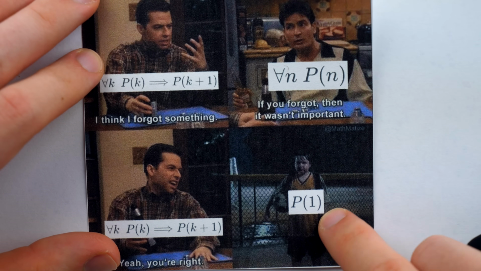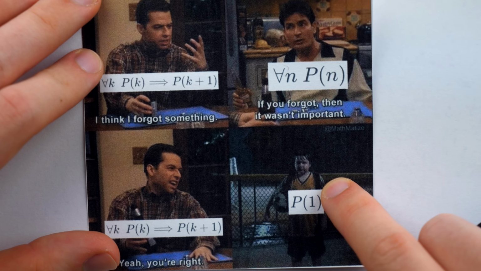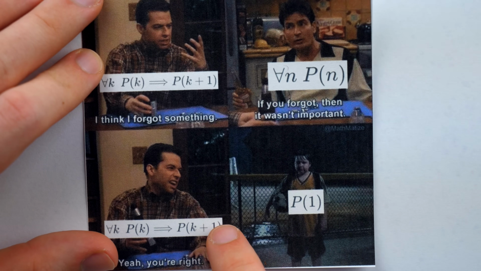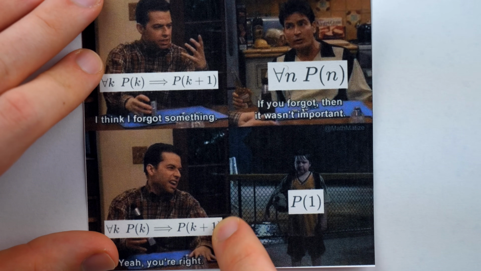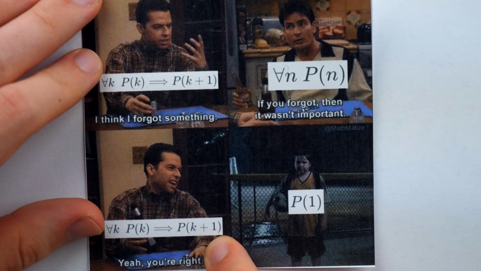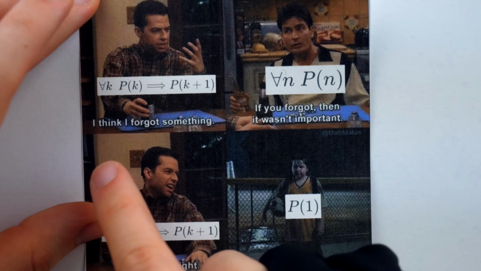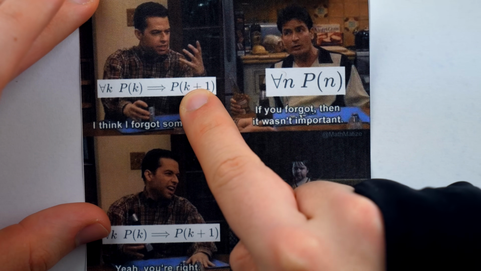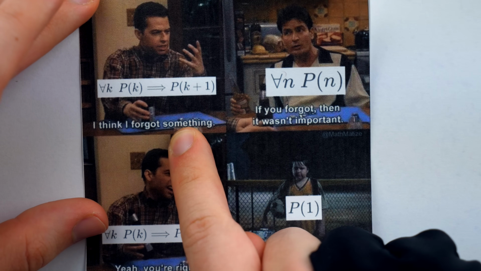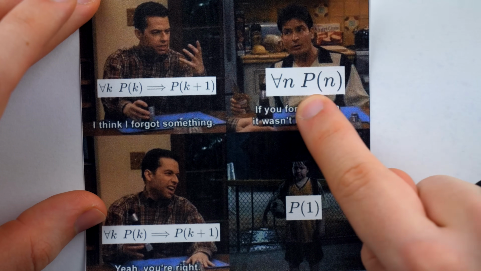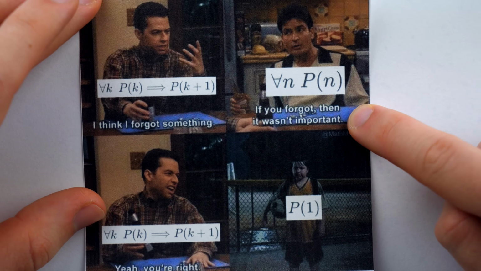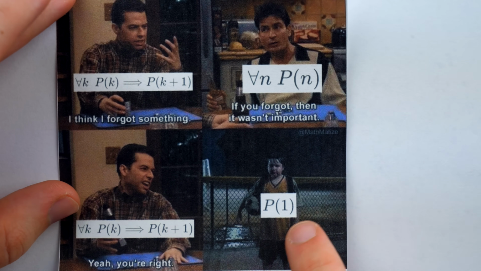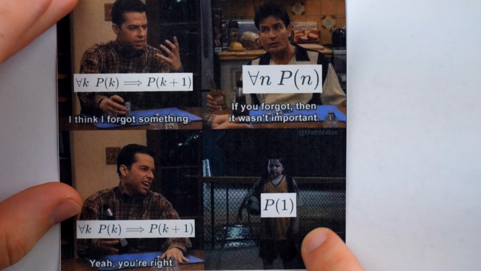P of 1 is just a statement about the number 1, and P of n is a statement about the number n. P of k plus 1 is a statement about the number k plus 1, and so on. So in the first frame, for every k, P of k implies P of k plus 1 says, "I think I forgot something." And then for every n, P of n says, "If you forgot, then it wasn't important." And then, "Yeah, you're right," and there P of 1 is forgotten out in the rain.